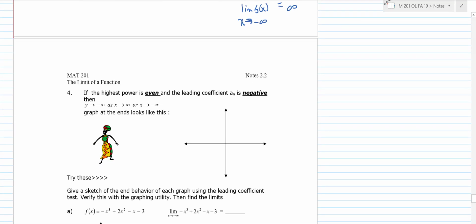One more possibility. We're still working with an even degree, highest power is even, this time the leading coefficient is negative. So here's an example: f of x equals negative 5 x to the fourth. Remember, the rest of the stuff does not matter. So what would happen is the graph would look like this, like a dancer. The graph would go like this. Again, what goes on in the middle, we don't care about. So you would make this conclusion: the limit of f of x as x goes to positive infinity would be negative infinity.